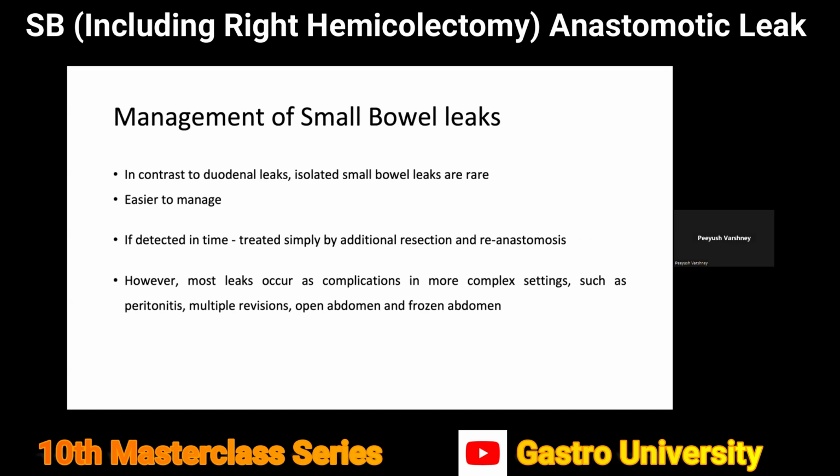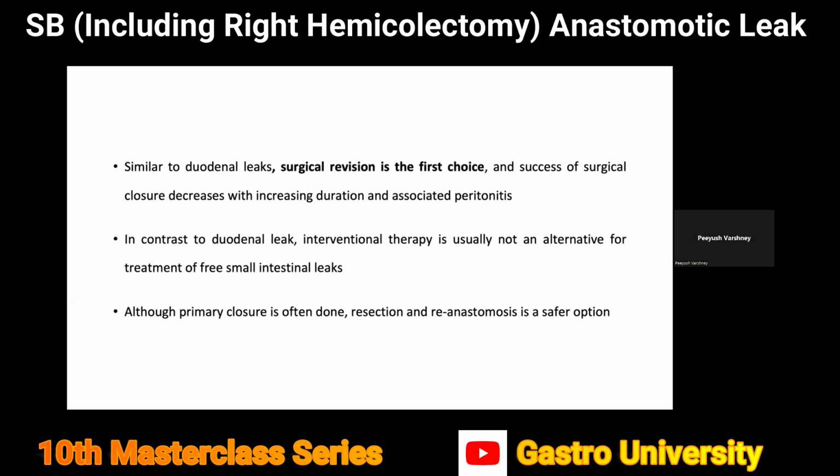Now coming to the management of small bowel leaks. In contrast to duodenal leaks, isolated small bowel leaks are rare and also easier to manage. If detected in time, they can simply be treated by additional resection and reanastomosis. However, most leaks occur as complications in more complex settings, such as peritonitis or multiple revisions, open abdomen and frozen abdomen, like cases of mesenteric ischemia and tuberculosis.